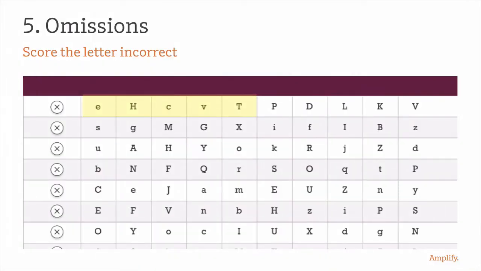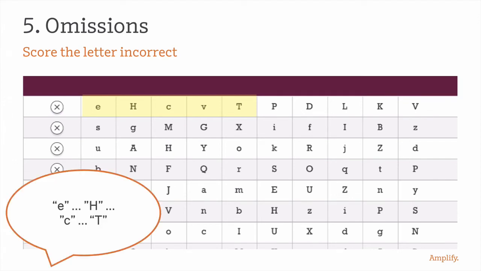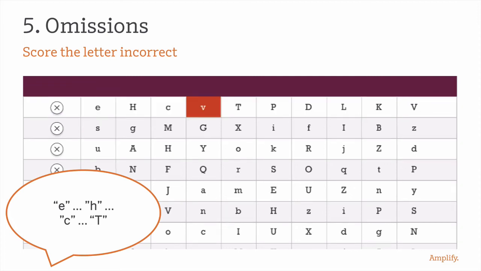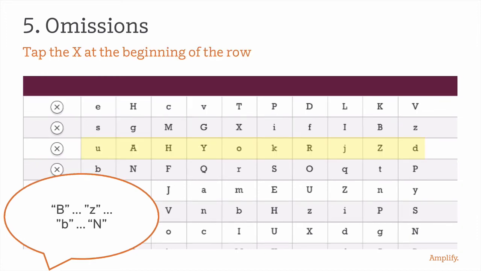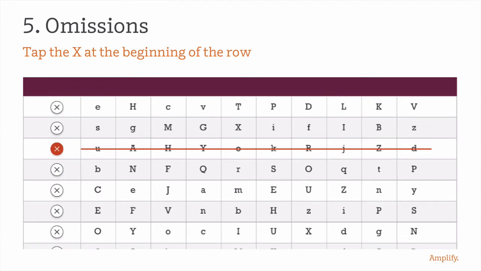Omissions. If a student skips a letter, mark it incorrect. For example, if a student says E, H, C, skips letter V and says T, mark V incorrect. If a student skips an entire row, tap the X at the beginning of the row to record a score of 0 for that line.